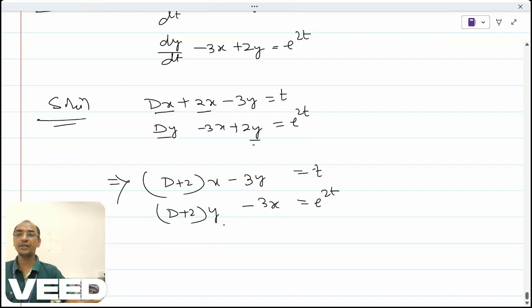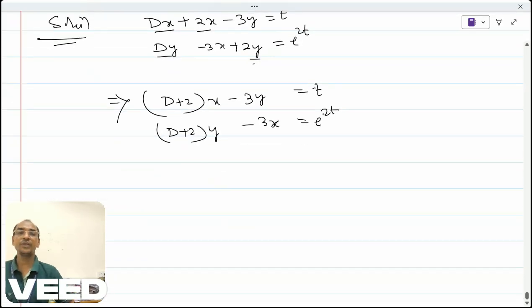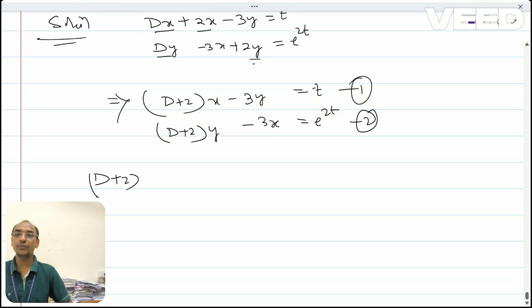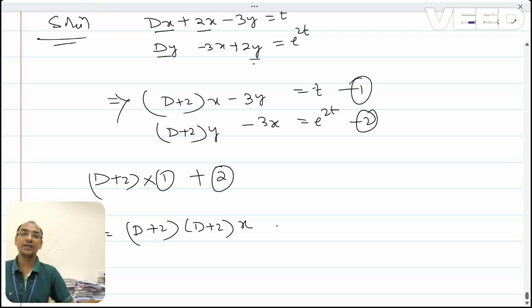And so what we will get then, suppose this is my equation 1 and this is my equation 2, and suppose I want to eliminate y, then I will say (D plus 2) into equation 1 plus 3 into equation 2. So what will happen? (D plus 2) into (D plus 2) of x, and then minus 3 into (D plus 2) of y.